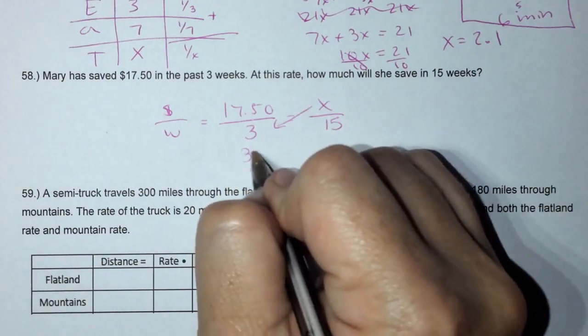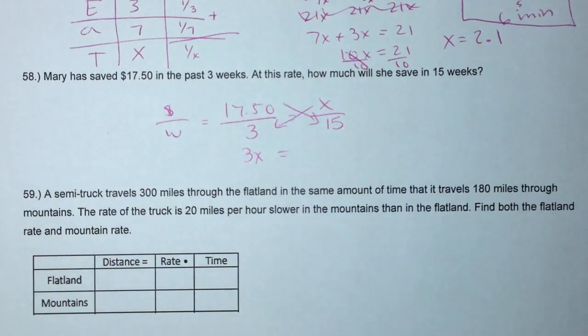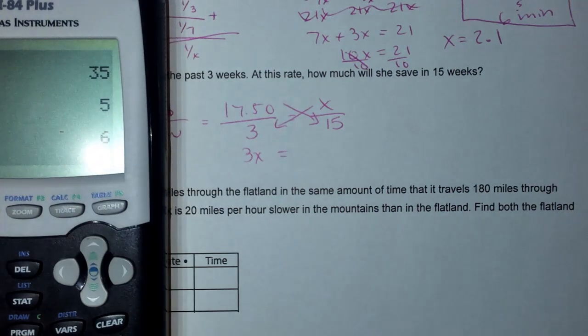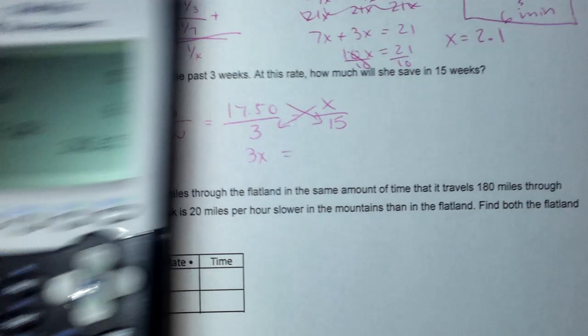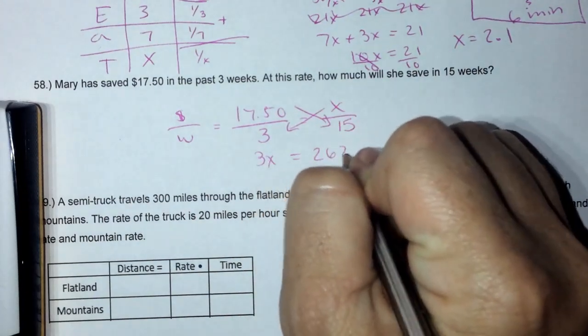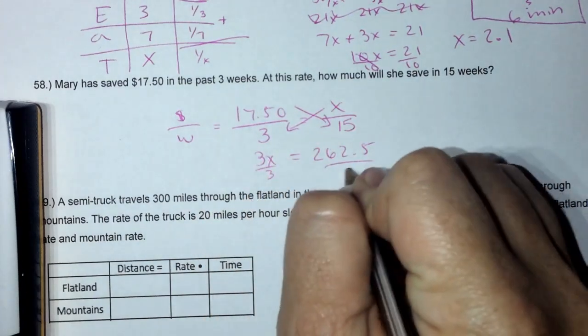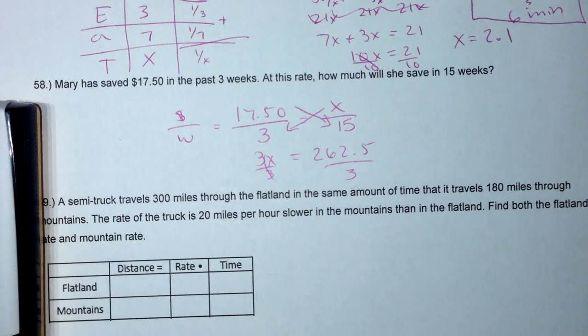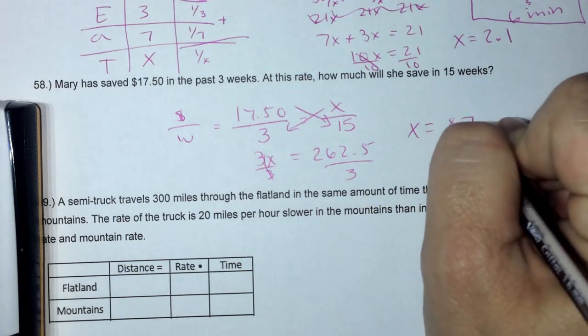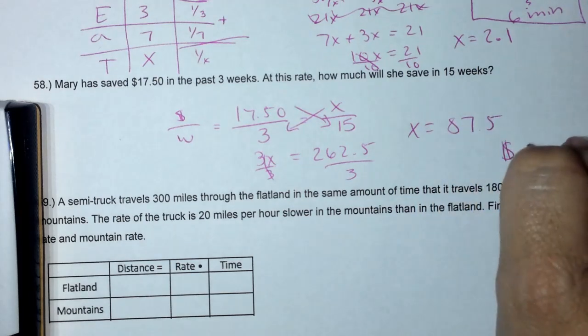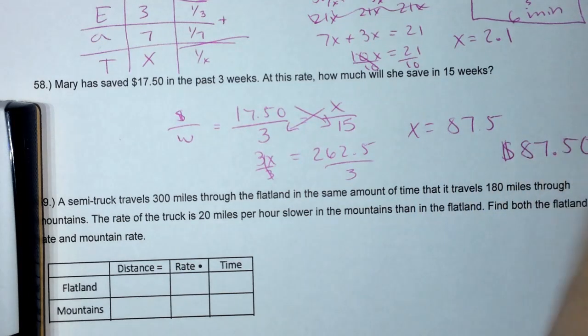3 times x is 3x. 15 times $17.50 is 262.5. Divide by 3, and I get x equals 87.5. So my answer is $87.50.